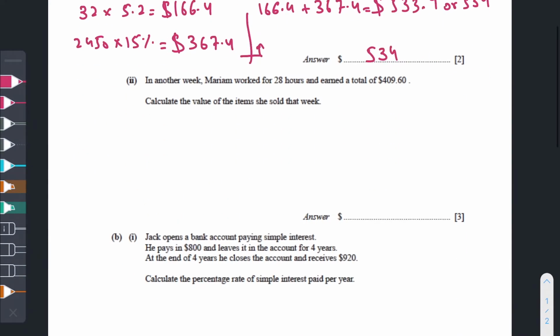The next part says, in another week, Mariam works for 28 hours and earns a total of $409.6. Calculate the value of items she sold that week. The first thing that you have to find out is, since she is working 28 hours and the hourly rate is $5.2, you multiply these two and you get $146.5. Then you need to subtract 146.5 from 409.6.